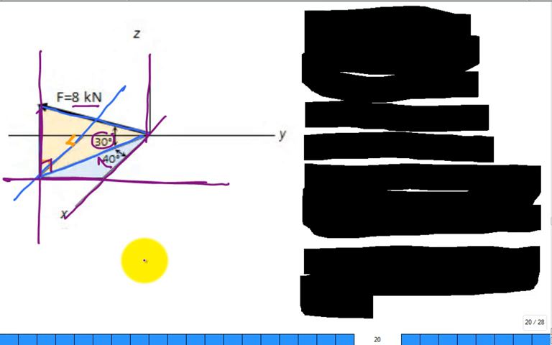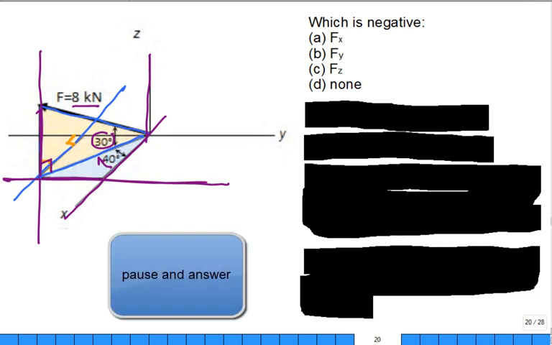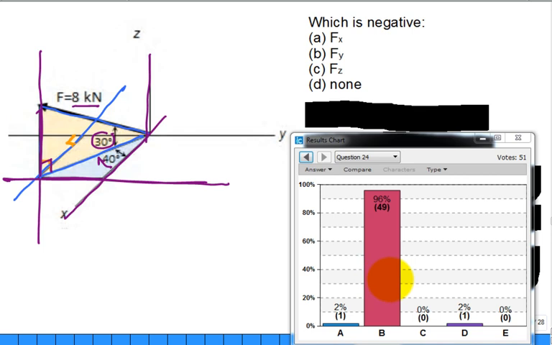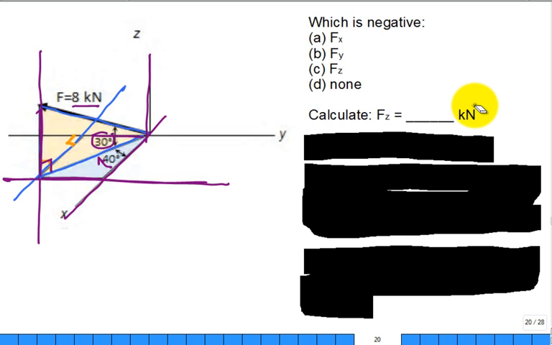I know I'm seeing some grimaces, but let's solve this. Which of these is negative? F of X, F of Y, F of Z, or none of them? Which component of F is negative? Yeah, f of y is negative. It's in the going back. Okay? All right, how about this one? Can you calculate f of z, the magnitude in units of kilonewton?